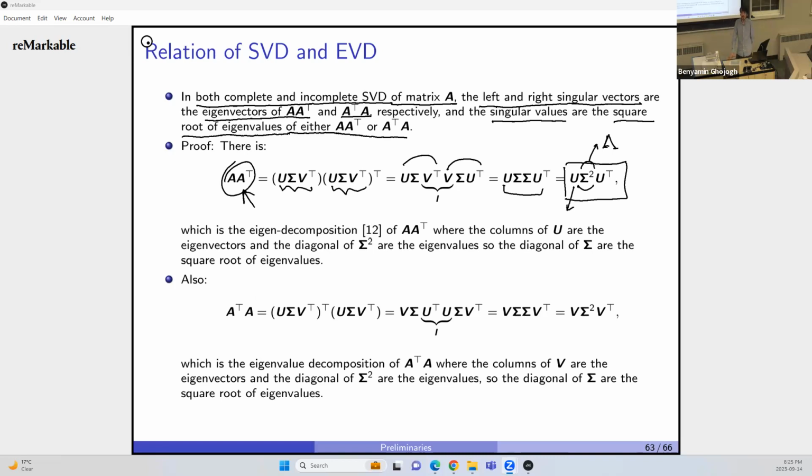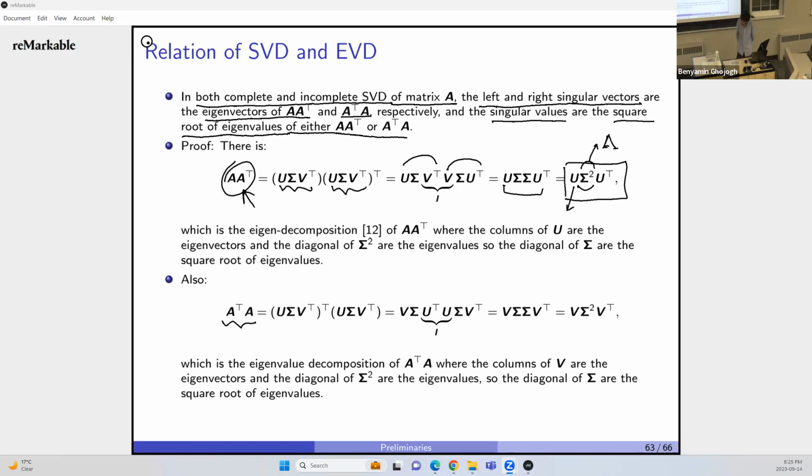Okay, now the other way around. By the way, here, also sigma squared is the eigenvalues of A A transpose. On the other hand, sigma itself was the singular values. Therefore, singular values are the square root of eigenvalues of A A transpose or A transpose A, right?